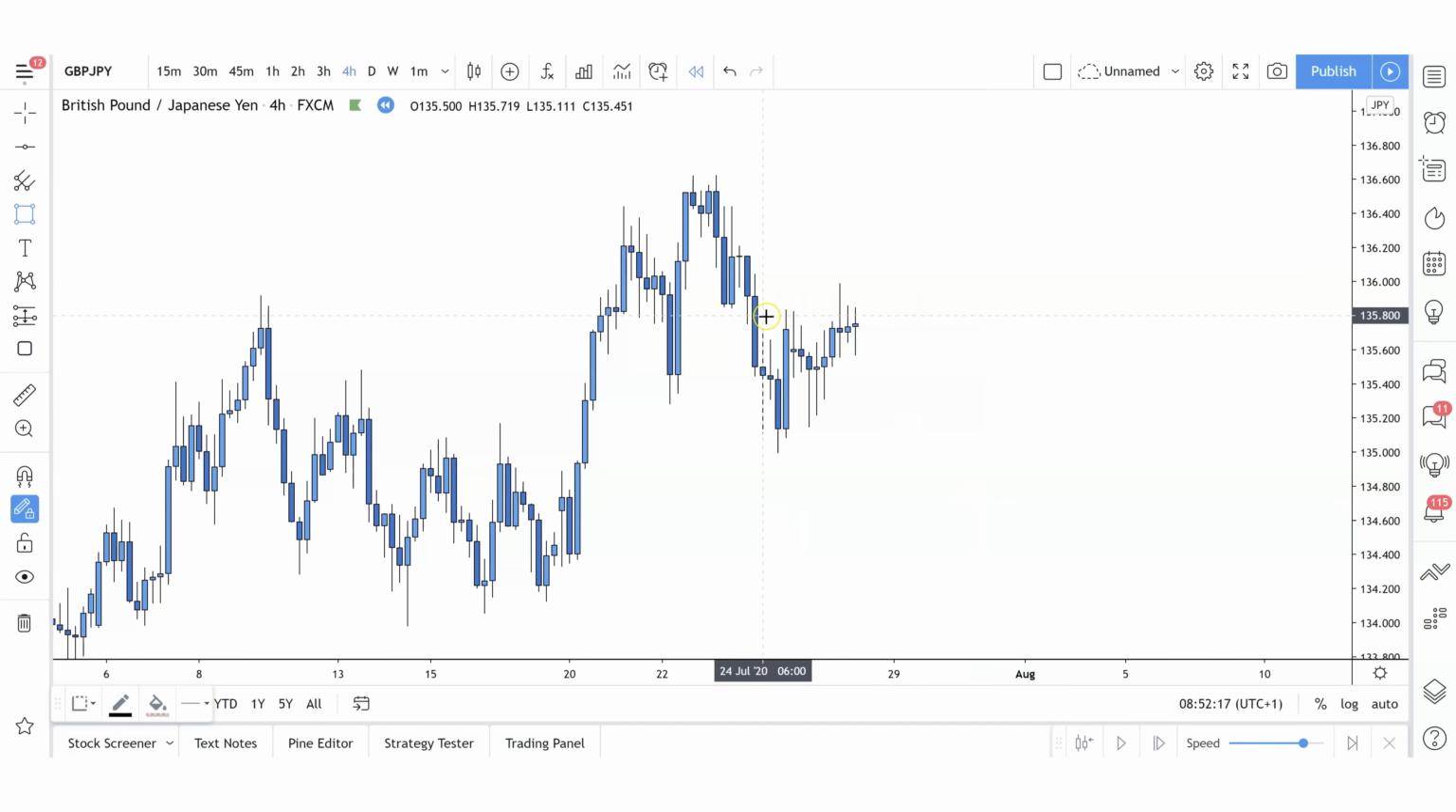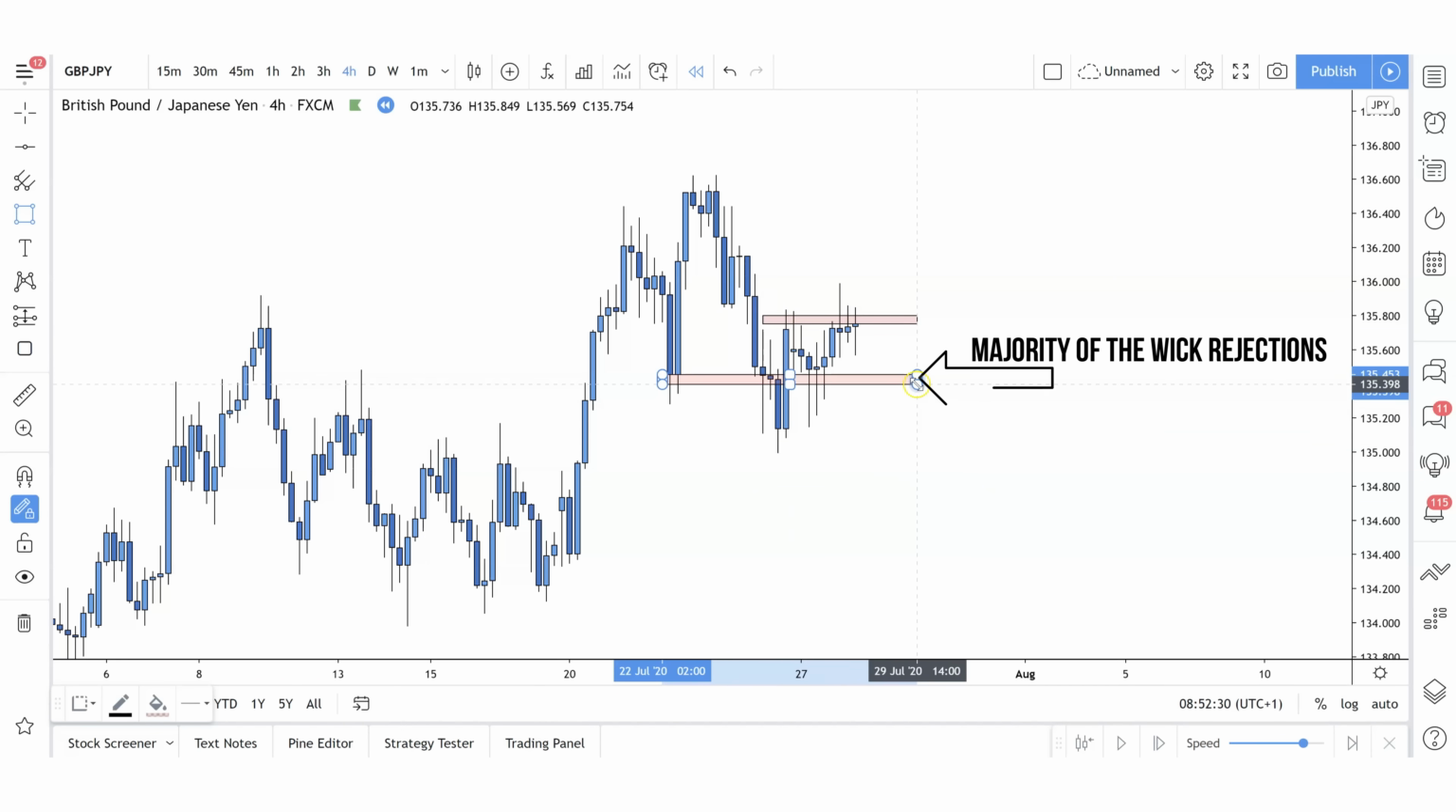So what I'm going to do is mark my high just so that I know that's where price is respecting. Not that I'm looking for sells, just where price is respecting. I'm going to mark my low. Now, looking at how the structure has moved, I can see the majority of the wick rejections have been in and around this level here.